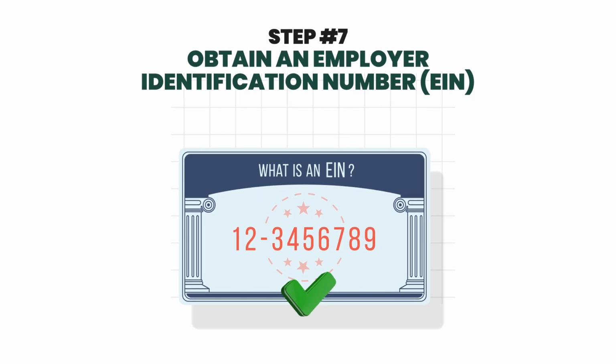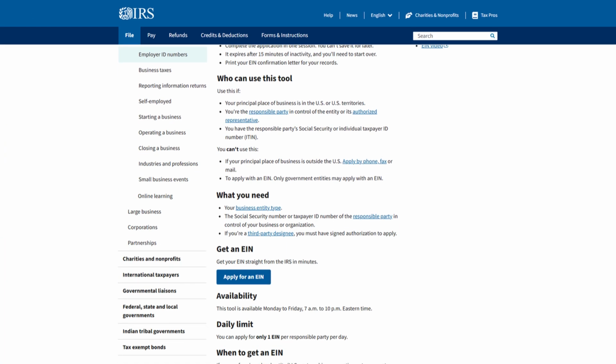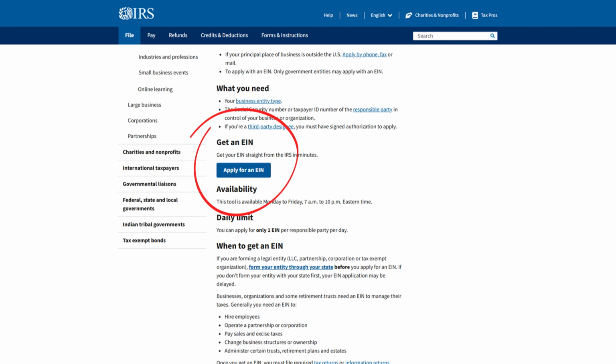Step number 7, obtain an employer identification number, or EIN. Now, this is like a social security number for your LLC. It is just a unique number that is specific to the LLC that you have created. To obtain this, you can apply for one for free right on the IRS's website. So you don't need to pay someone to do this, but I'll include that link for you in the description as well. But basically, you would need to apply for this once you have received confirmation that your LLC has been officially registered with your state. And from there, you will include this number when filing your LLC tax returns and making elections and so on.